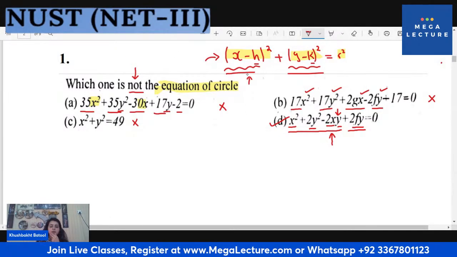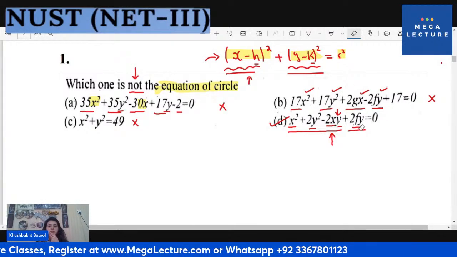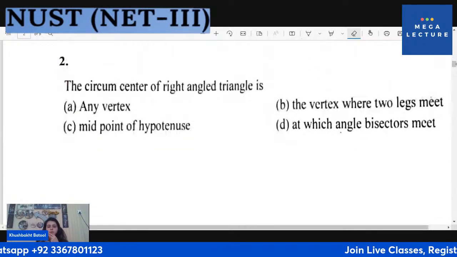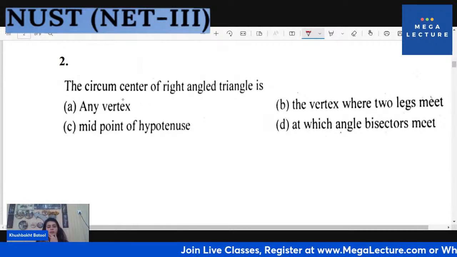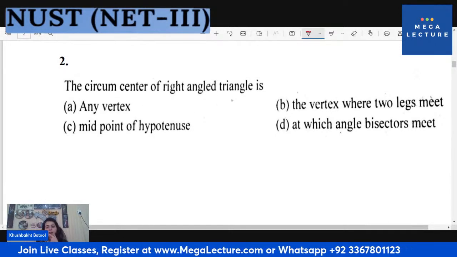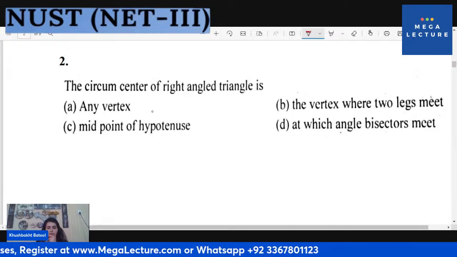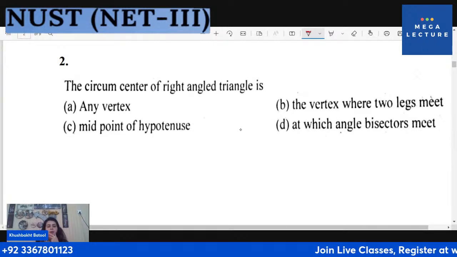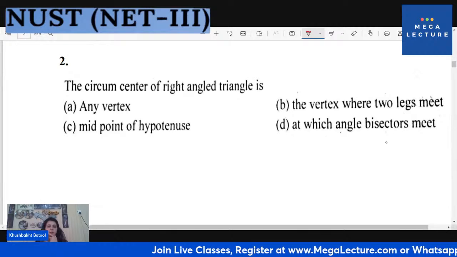All right, okay, so this was the very first question, and this is the answer. Let's talk about the next question. Okay, now this is very interesting. The circumcenter of a right angle triangle is: any vertex; the vertex where two legs meet; midpoint of hypotenuse; at which the angle bisectors meet.